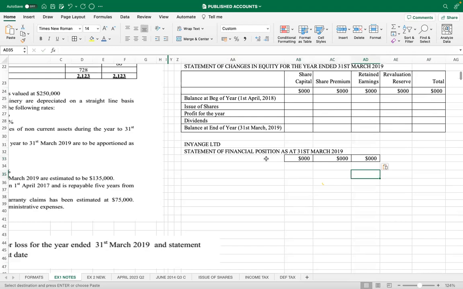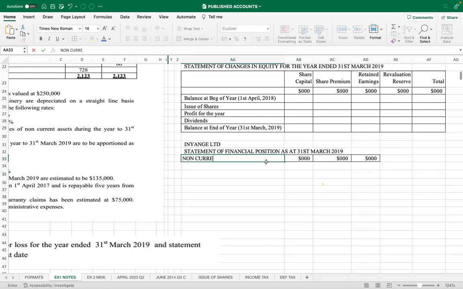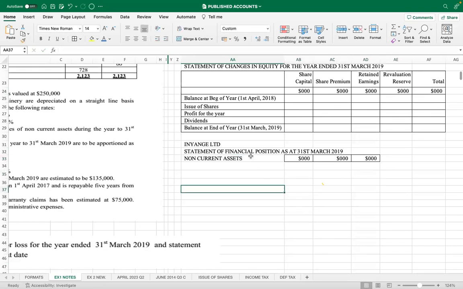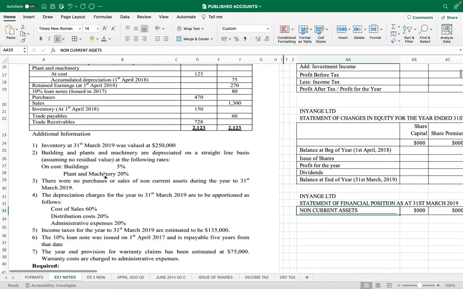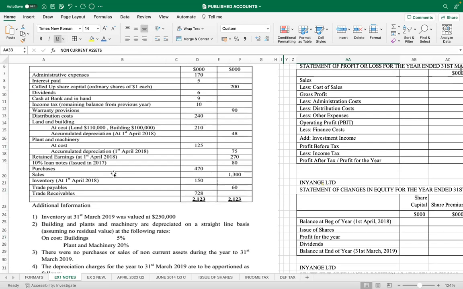Now, in a statement of financial position, we will start with non-current assets. Now, you list all your possible non-current assets. Remember, we said you start with non-current assets, you go to current assets, you go to equity, you go to non-current liabilities, and finally you go to current liabilities. So let's look at all the possible non-current assets we have in the question.